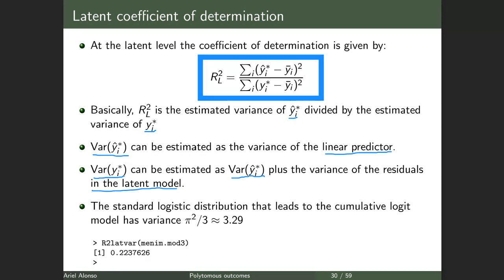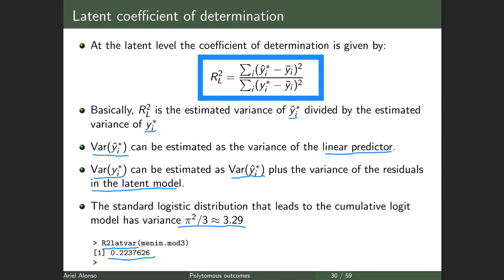And if you use the standard logistic distribution, which is the distribution that produces the cumulative logit model, the variance of the standard logistic distribution is given here. So you can calculate the coefficient of determination for the latent model. And what you get here is 0.22. You can ask for that using this command in R. So the interpretation would be that at the latent level, your model will be able to explain 22% of all the variability in mental impairment. Keep in mind that this is at the latent level.